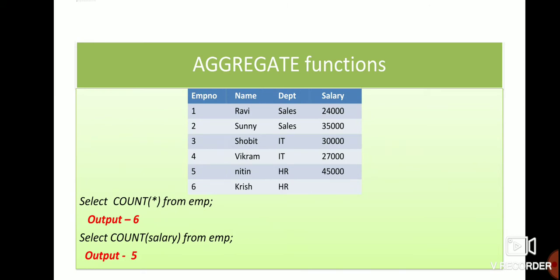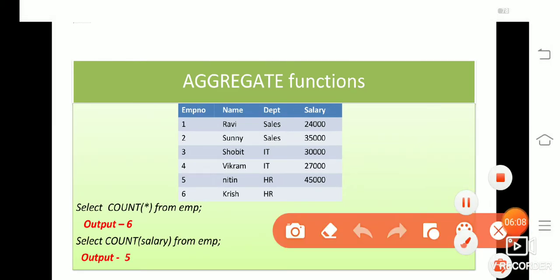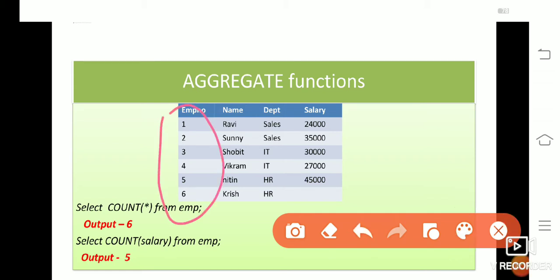Next, count asterisk. What do you mean by count asterisk? As I have mentioned, count asterisk is used to count the rows. How many rows are being mentioned here? There are 6 rows mentioned here: 1, 2, 3, 4, 5, 6. 6 rows are being mentioned here.